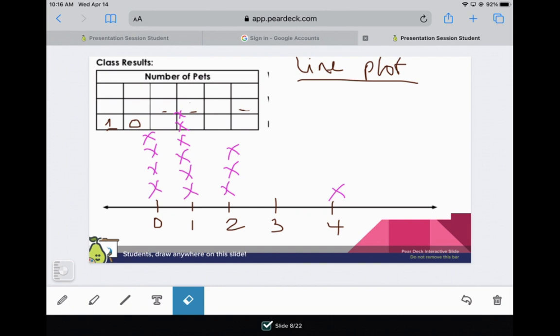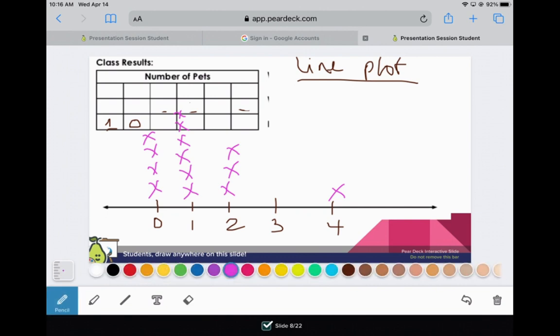Okay, remember how you do the tally marks on the frequency table? This is the same idea. Instead of counting the number and doing the tally in that column, now I'm using the dot or the x and putting it on the number line. So pretty much you're saying the same thing, just different ways to represent it. So any questions for me on line plot? Numbers of pets.